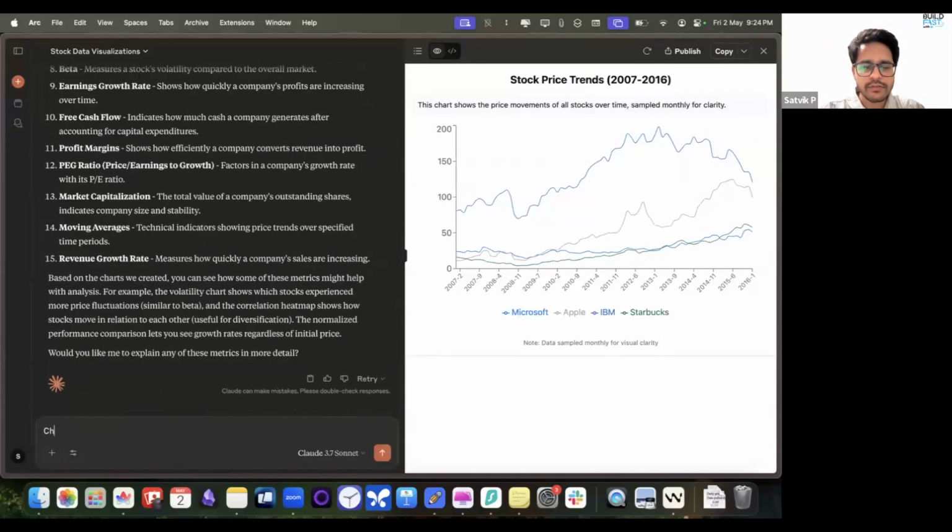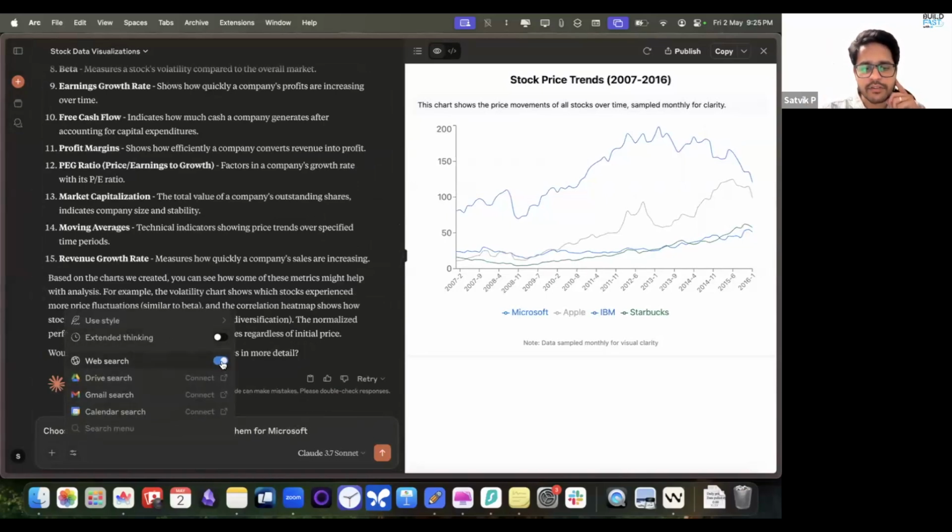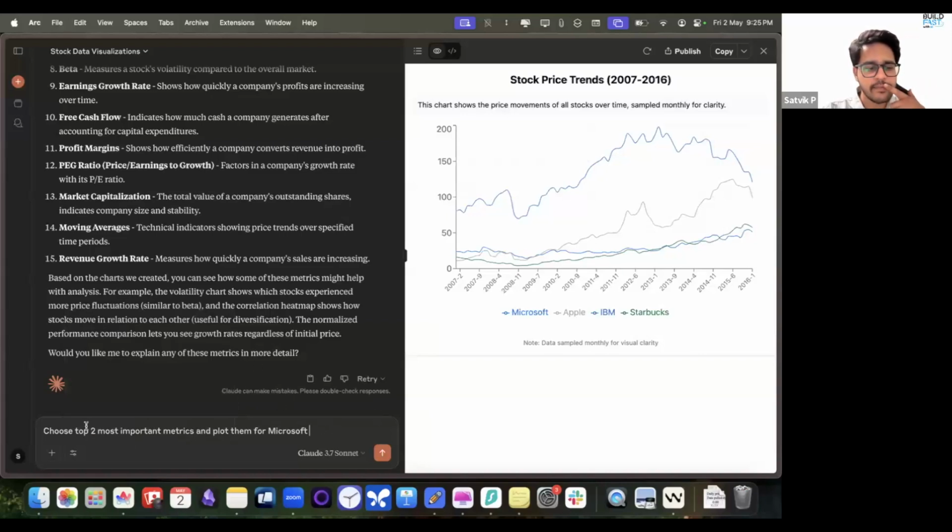So you can just say, choose the top two most important metrics and plot them for Microsoft. And I can choose the web search option. Many chatbots today also have this web search option. So this is the old data, and let's say I want the latest data. So I'm just clicking on web search, and it will fetch the latest data.